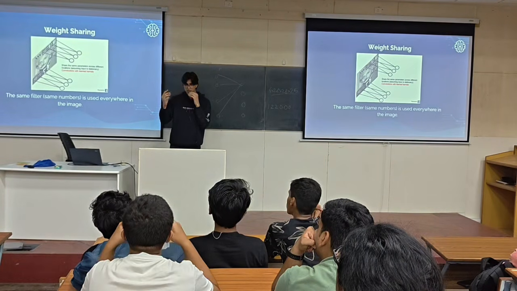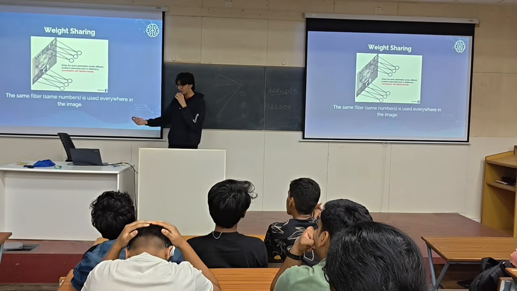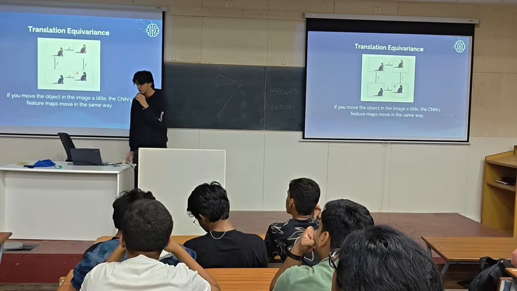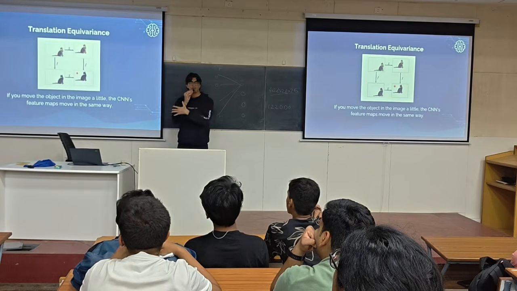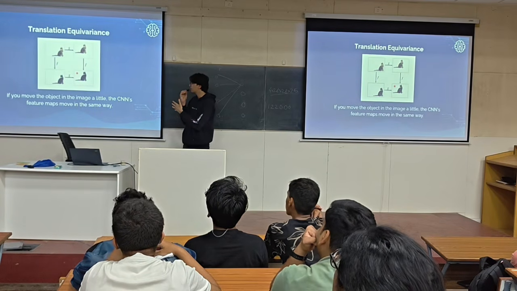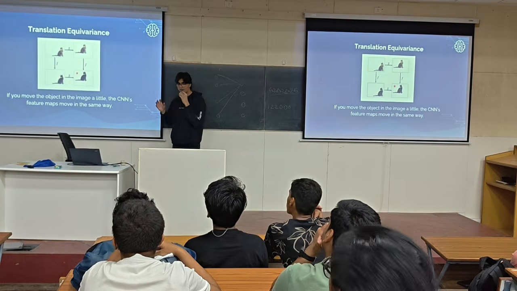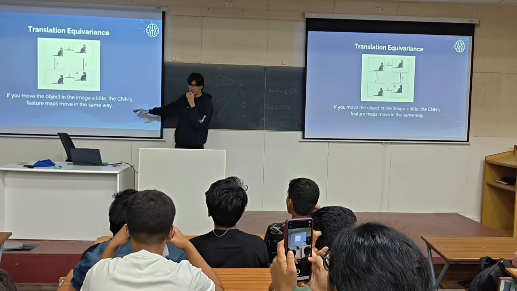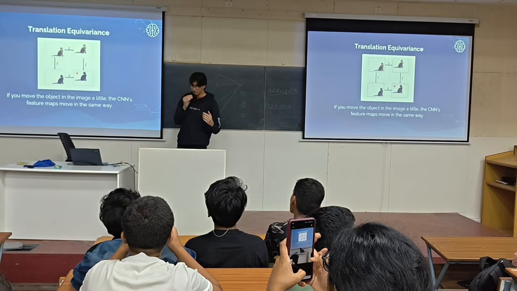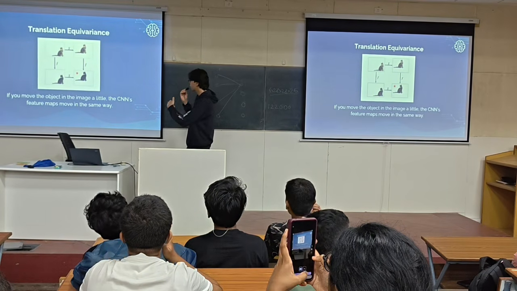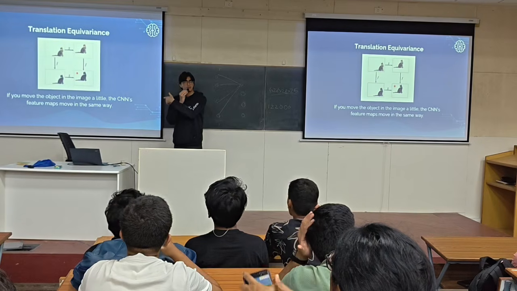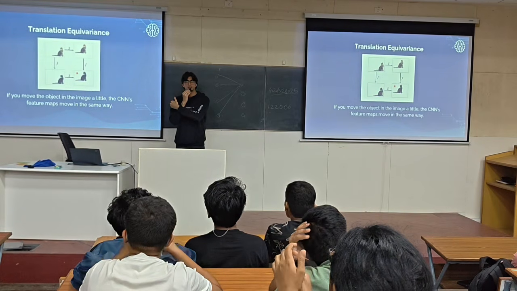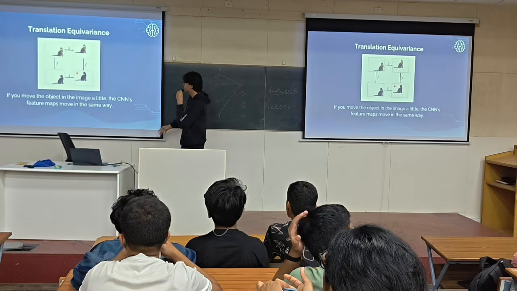So you don't have separate filters for separate parts of the image, so that is weight sharing. And the third property is translational equivariance. I hope this is intuitively agreeable to all of you: if you shift the object in the image up or down, the output feature maps that the filters give will also shift up and down. Does anyone have a doubt in this? I think it should be fine. Okay, fine. So this is translational equivariance.